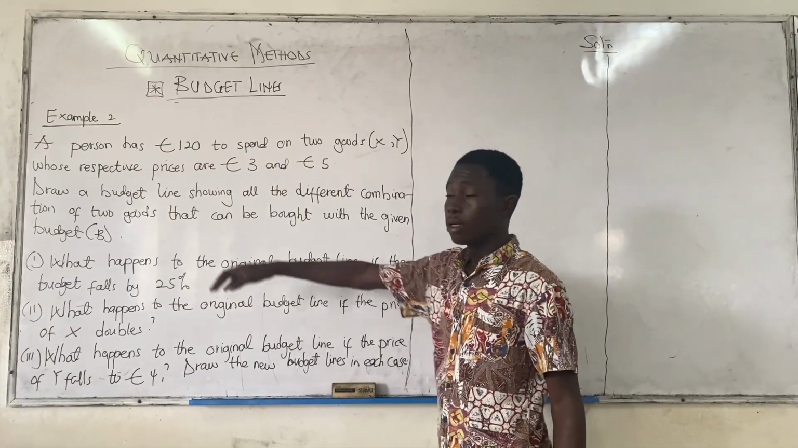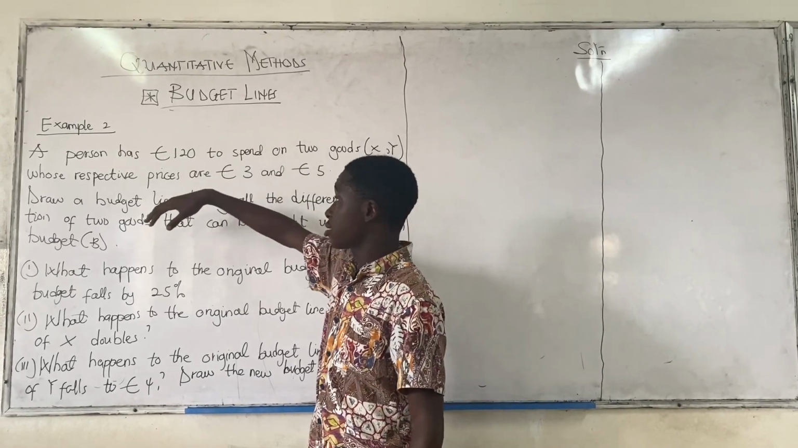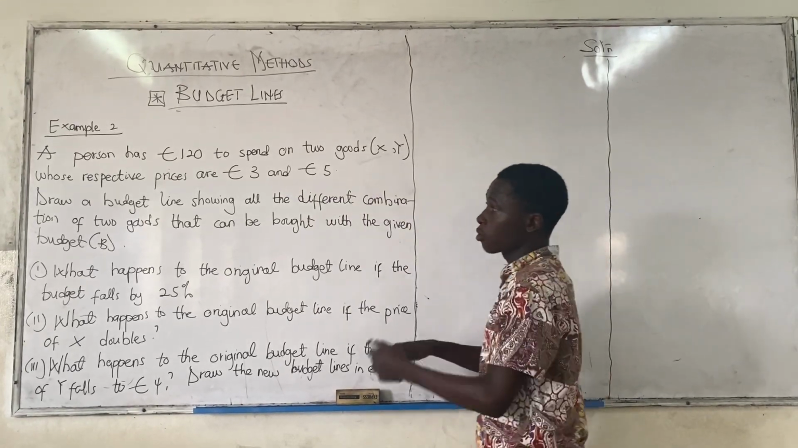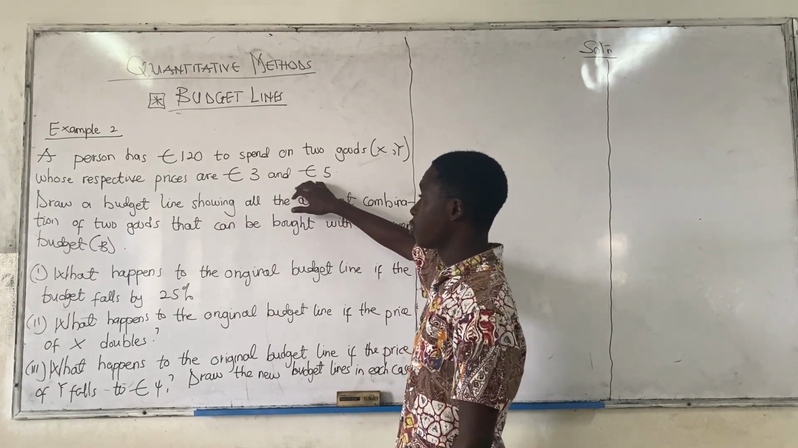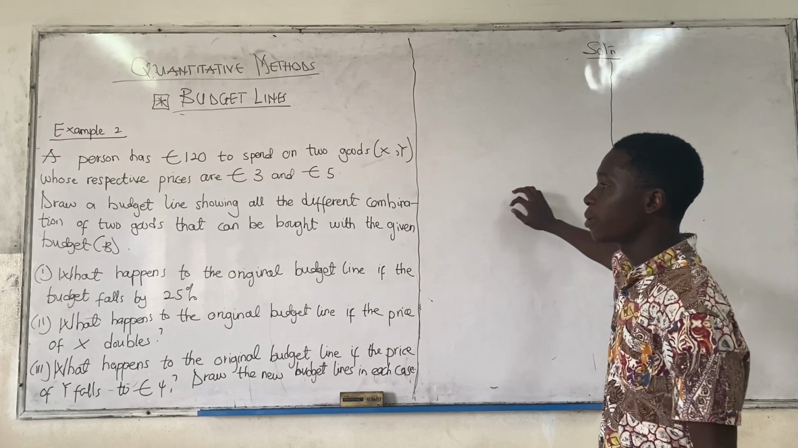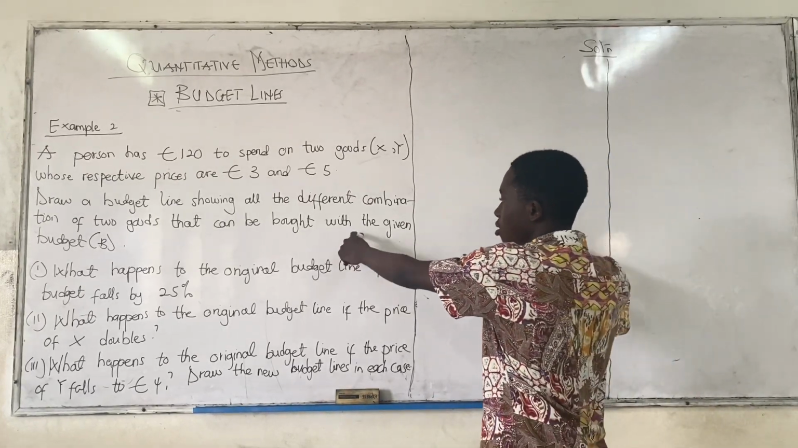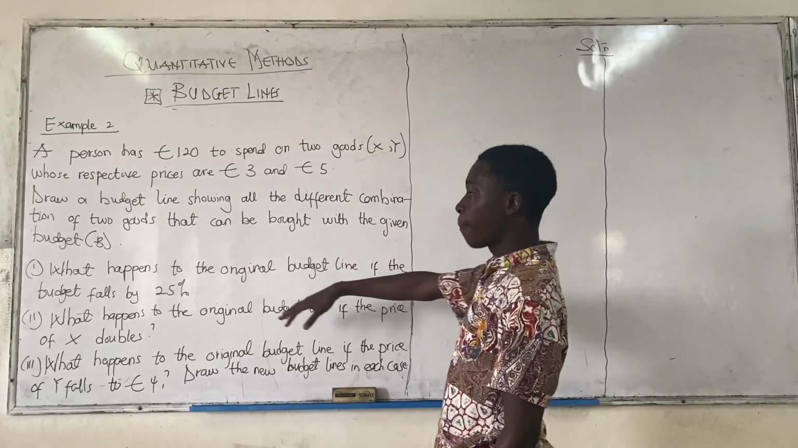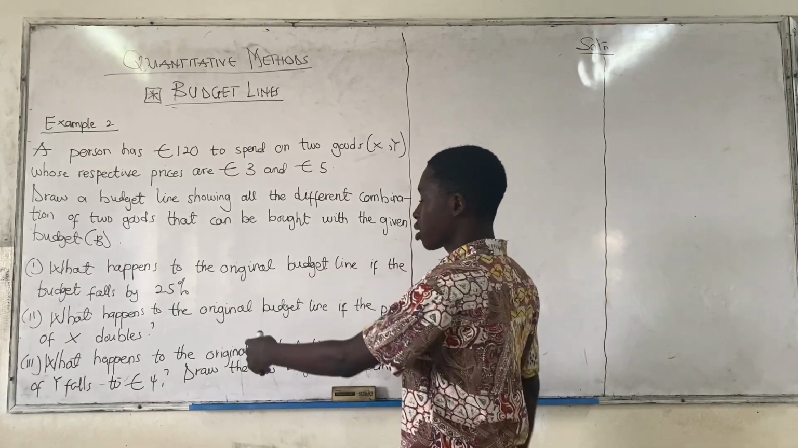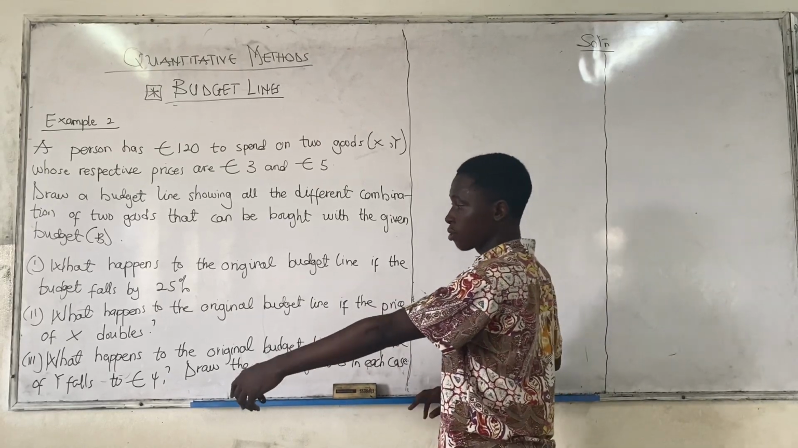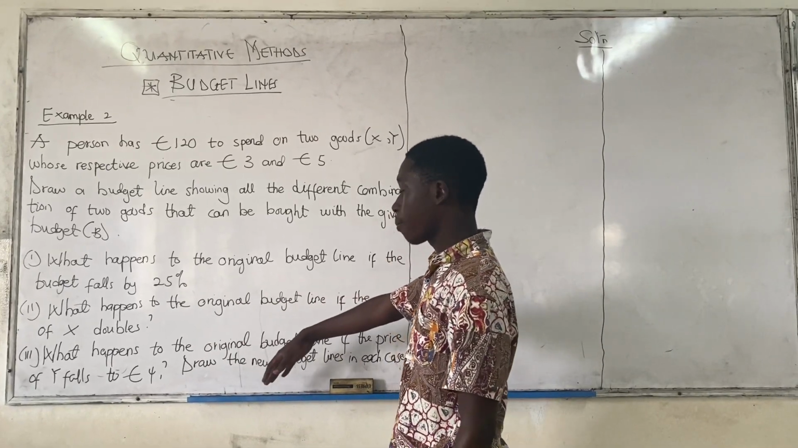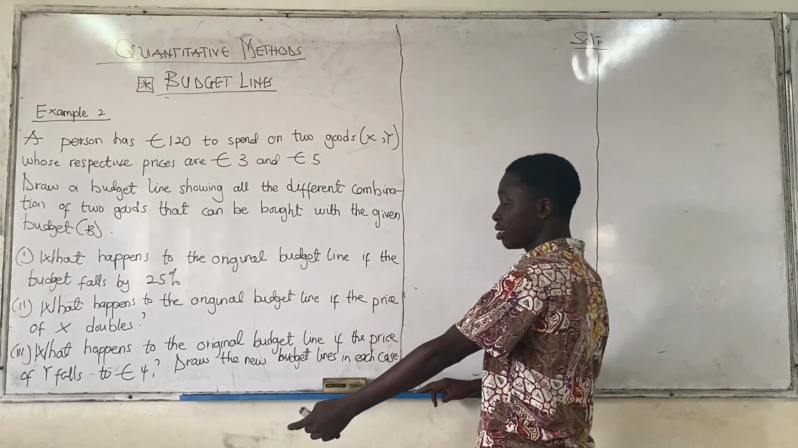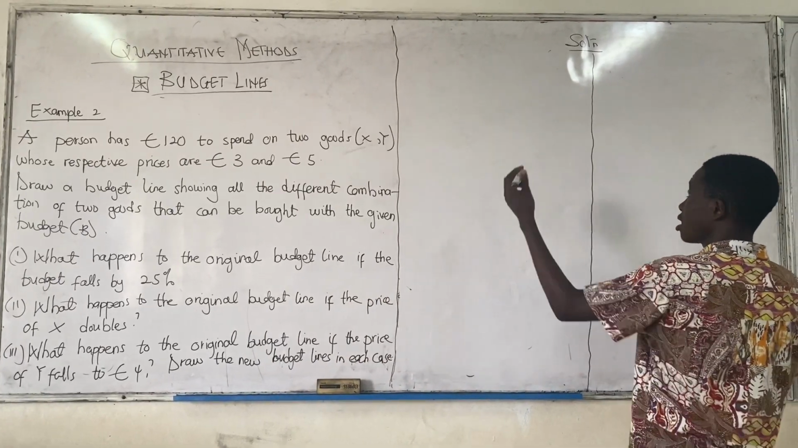So actually we are beginning with example 2, still on budget line. A person has 120 euros to spend on two goods, X and Y, whose respective prices are 3 euros and 5 euros. Draw a budget line showing all the different combinations of two goods that can be bought with a given budget. I. What happens to the original budget line if the budget falls by 25%? II. What happens to the original budget line if the price of X doubles? III. What happens to the original budget line if the price of Y falls to 4 euros? Draw the budget lines in each case. So we are going to solve this question. Let's do it.